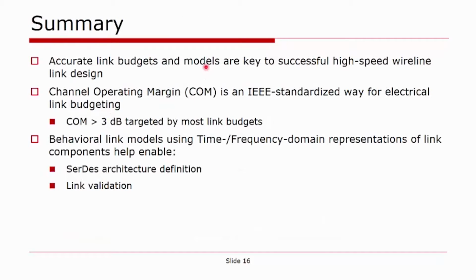Okay, so to summarize, I think it's becoming increasingly important to have very accurate link budgets and models in order to build efficient but robust high-speed wireline links. And we saw how the channel operating margin, or COM, is a way to do link budgeting in an efficient way, and also in a fairly standardized way, so it can result in consistent results across the board. And typically, more than 3 dB of channel operating margin is considered acceptable.